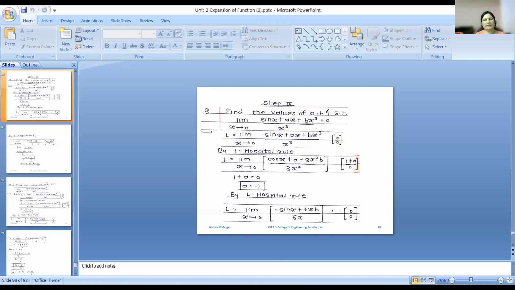Next example, find the values of a and b such that the limit of (sin x + ax + bx cube) divided by x cube is equal to 0.